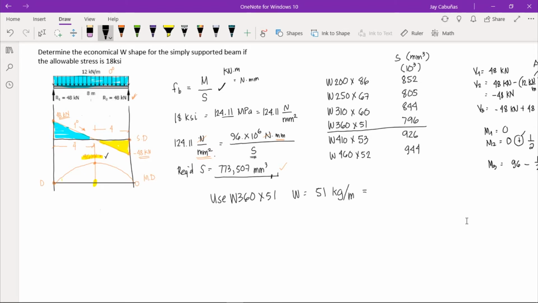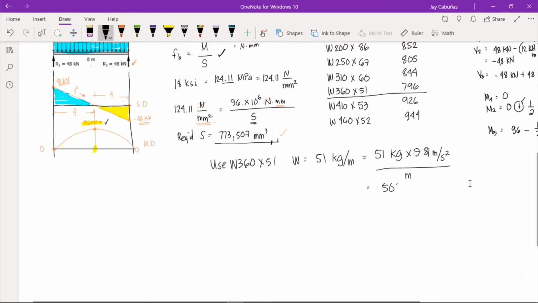So we convert this into kilonewton per meter. So we just multiply 51 kilogram times 9.81 meter per square second over meter. This gives us 500.31. When we multiply kilogram and meter per square second, that is in Newton. So therefore, that is in Newton per meter. So we convert this into kilonewton per meter. Then we have 0.5 kilonewton per meter.